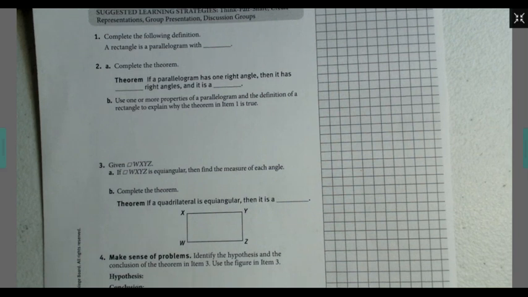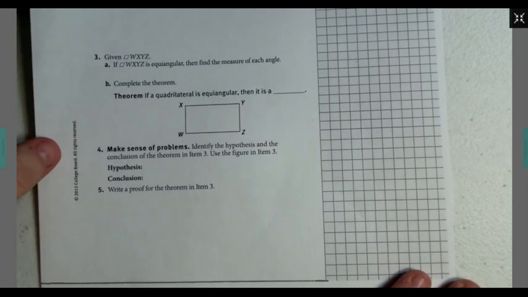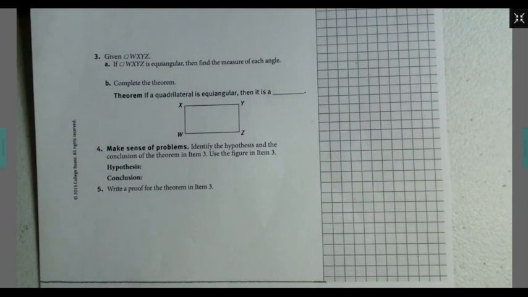3. Given parallelogram WXYZ, if parallelogram WXYZ is equiangular, then find the measure of each angle. B. Complete the theorem. Theorem. If a quadrilateral is equiangular, then it is a blank. 4. Make sense of problems. Identify the hypothesis and the conclusion of the theorem in item 3. Use the figure in item 3. And number 5 asks you to write a proof for the theorem in item number 3.